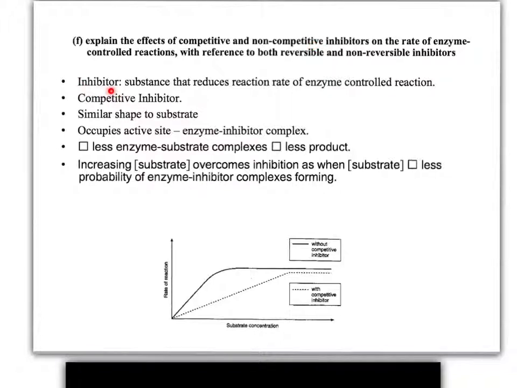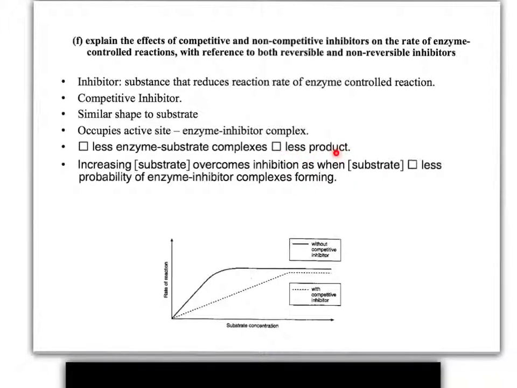So overall, an inhibitor is a chemical, a molecule which somehow reduces the rate of an enzyme-controlled reaction. There are two principal types: competitive and non-competitive. We're going to deal with competitive inhibitors in this slide. A competitive inhibitor is similar in shape to the substrate, and therefore it can also bind to the active site of the enzyme, forming what we call an enzyme inhibitor complex. The effect of these is that less enzyme substrate complexes can form, because some of the active sites have formed enzyme inhibitor complex, and therefore that results in less product.